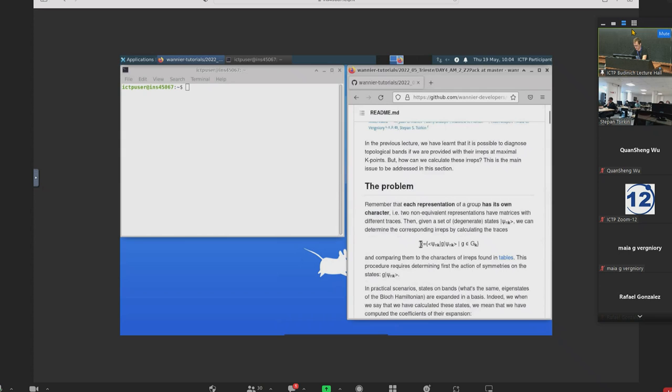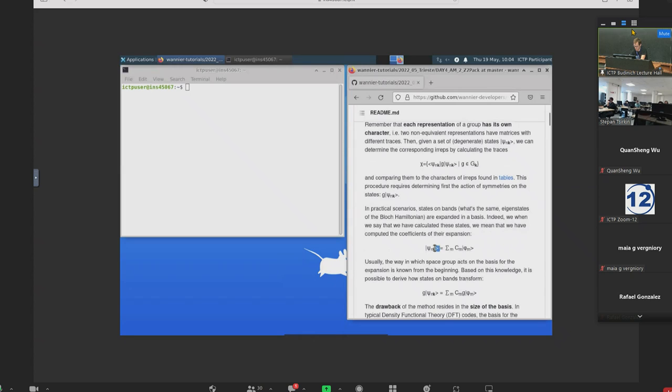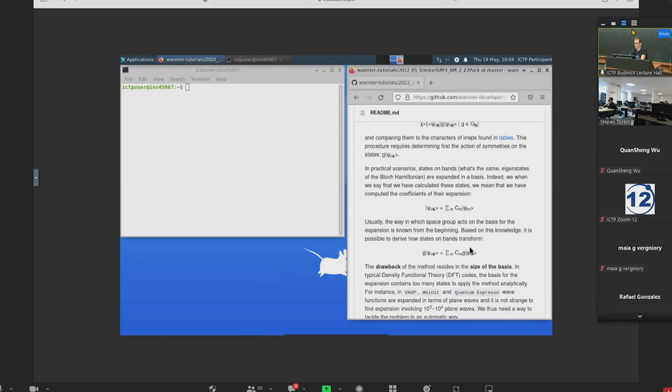So why do we need traces? Every representation, and in particular irreducible representations, is characterized by its traces. Remember that in our representation, we have a matrix for each symmetry operation of our group. The set of traces of these matrices is unique for each irreducible representation. Each irreducible representation has its own traces of symmetry operations, which is called the character. So what IRREP does is read the coefficients of this expansion of our Bloch waves, calculate the traces, and compare them with the traces that are in the tables of irreducible representations.